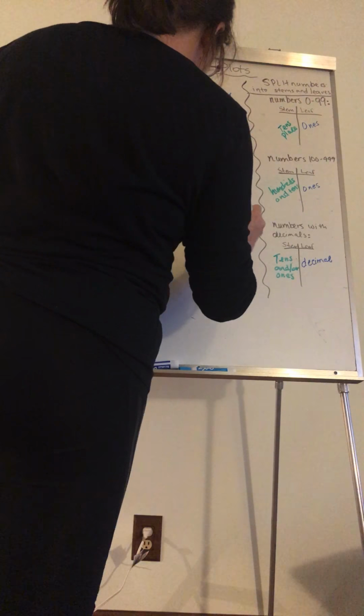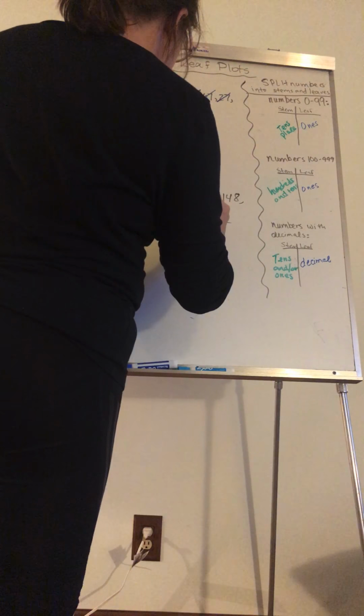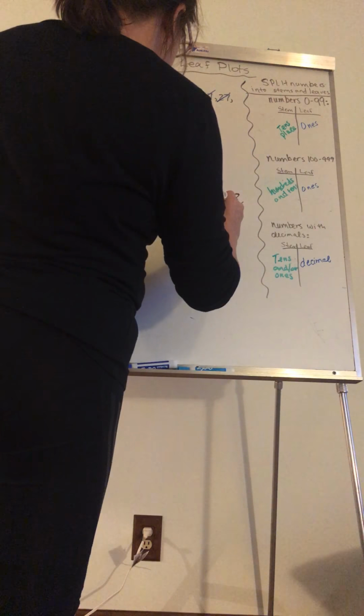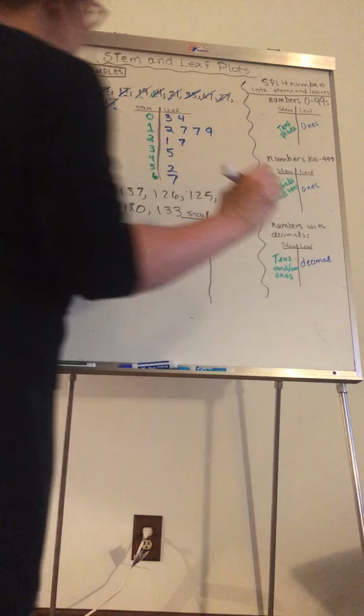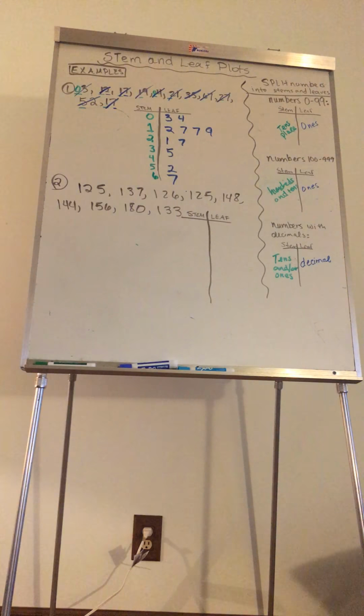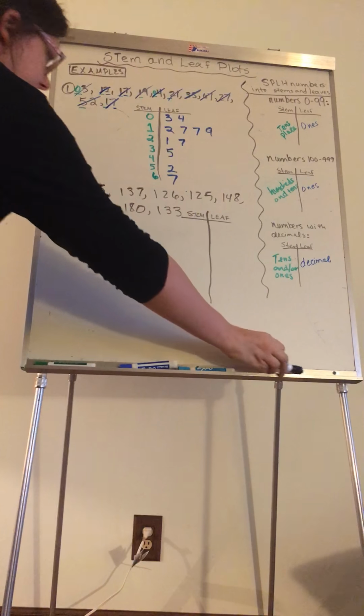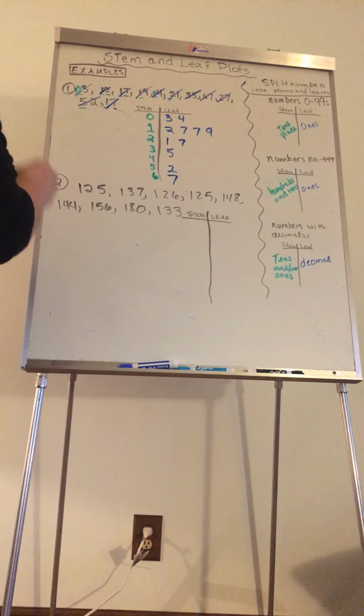Okay, I have stem always on the left, and leaves are on the right. All right. So for numbers from 100 to 999, I put my hundreds and my tens. So it's going to look like this. It'll be split here.